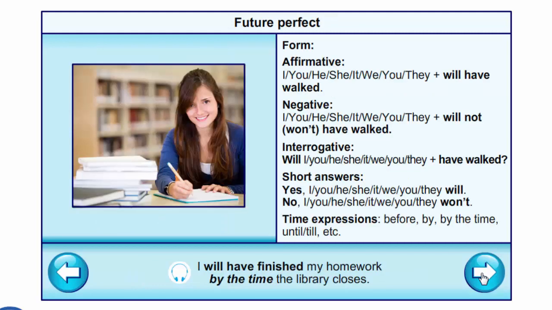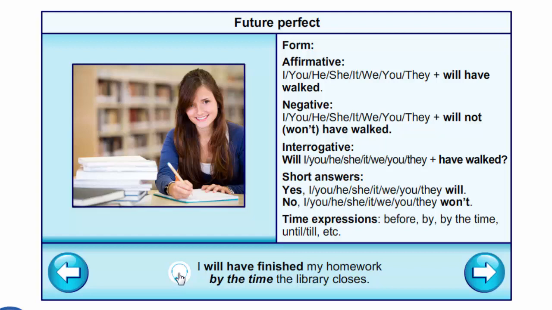Future perfect is formed with will have plus past participle. In negative form, you will say will not or won't have plus past participle. In interrogative sentence, you will put the verb will before the subject. Short answers are yes, I will, no, I won't. Time expressions: before, by the time, until, till, etc.